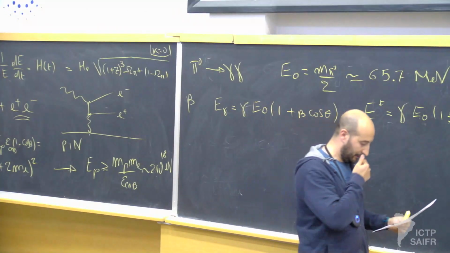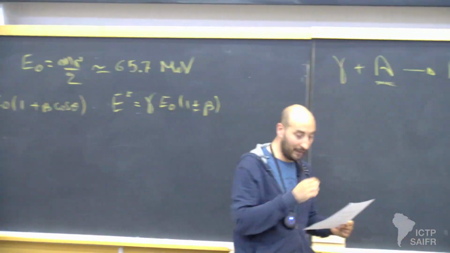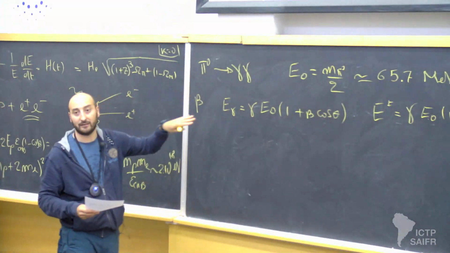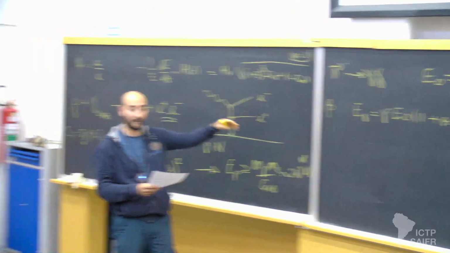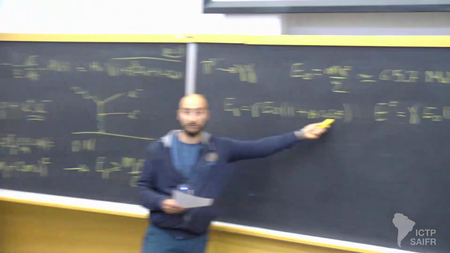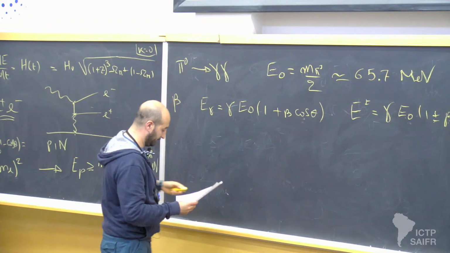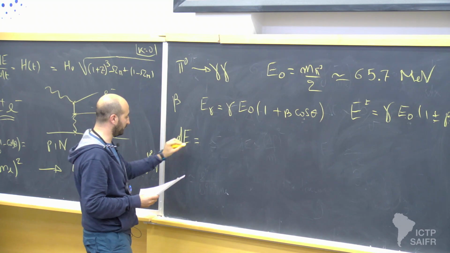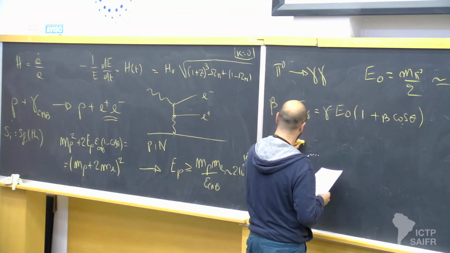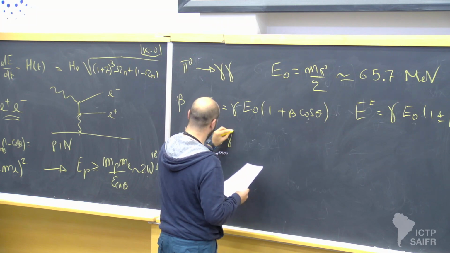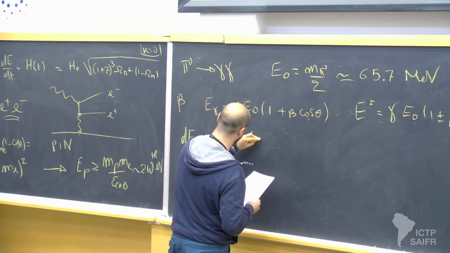How? Well, immediately from here, you see that there is a direct link, a proportionality, a linear relation between the energy of the photon and the angle of emission. Okay? So dE of the photon is E0 times gamma beta d cosine theta.